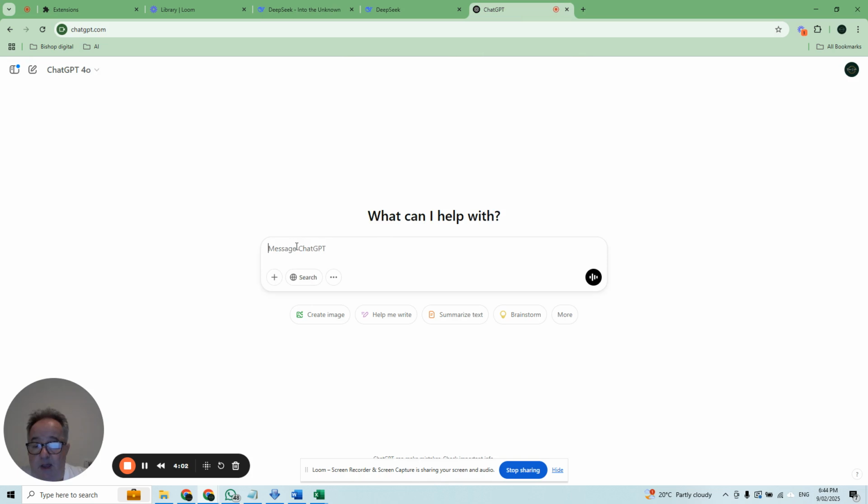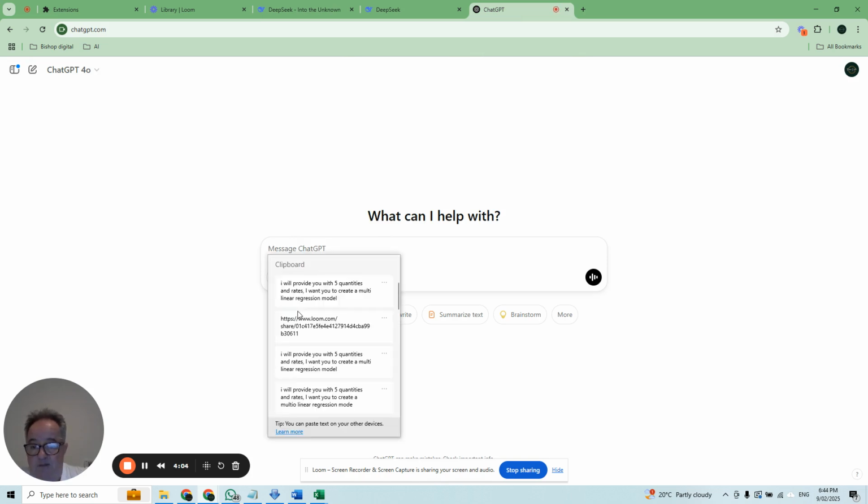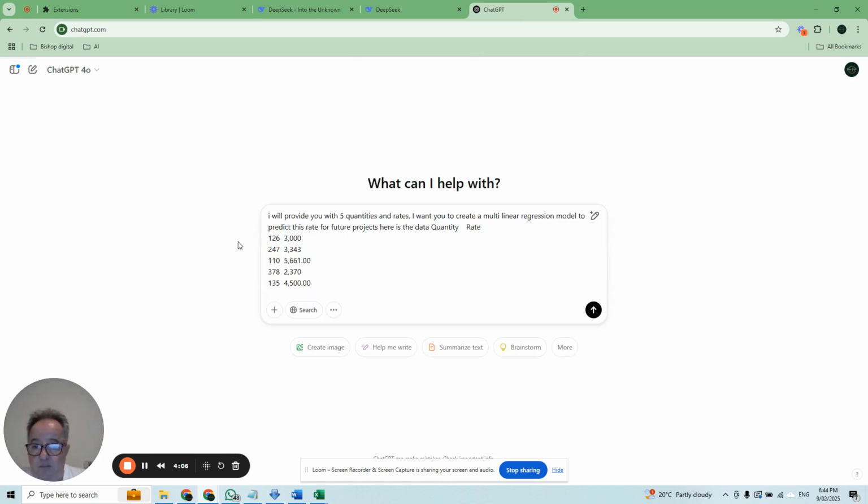So it's a prompt that I have just copied. I've written it, so I'll just copy it into here. And it is very, very simple. It's a theoretical data set. I will provide you with five quantities and rates. I want you to create a multilinear regression model to predict this rate for future projects. Here is the data. So quantity rate, and then these are the quantities, these are the rates.